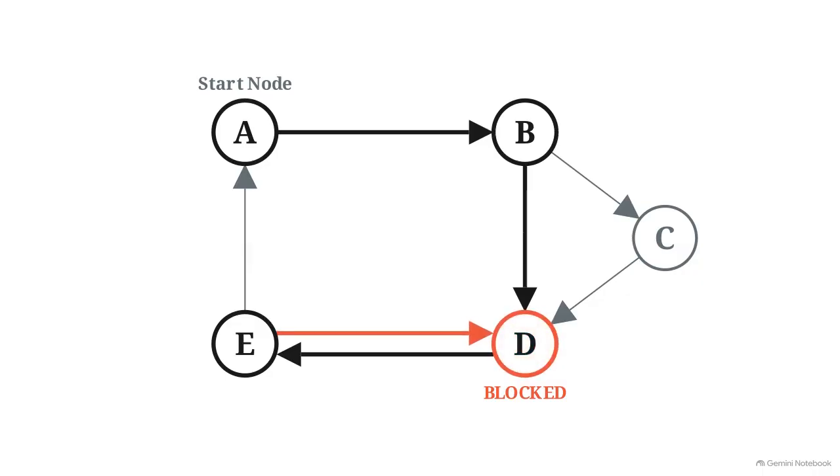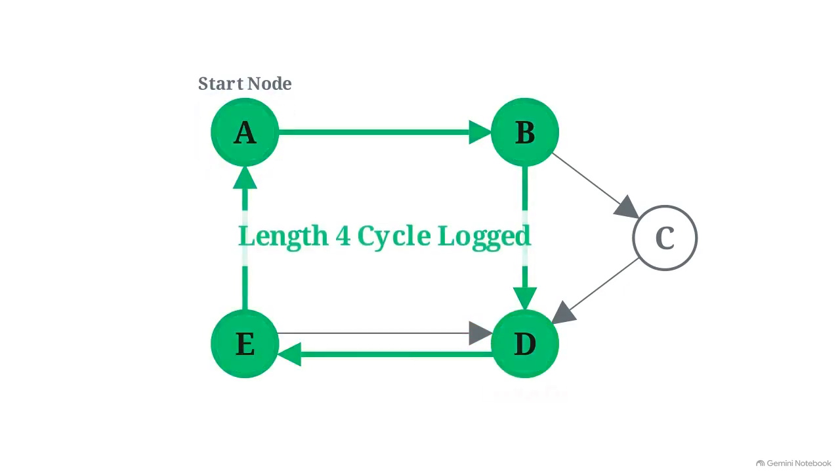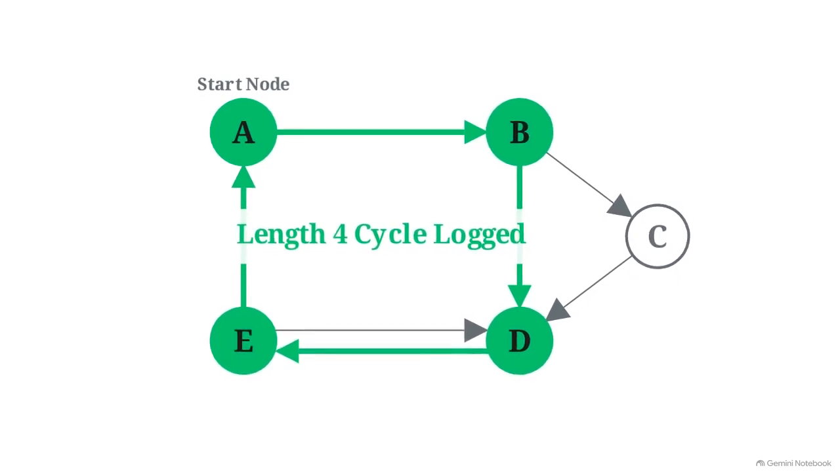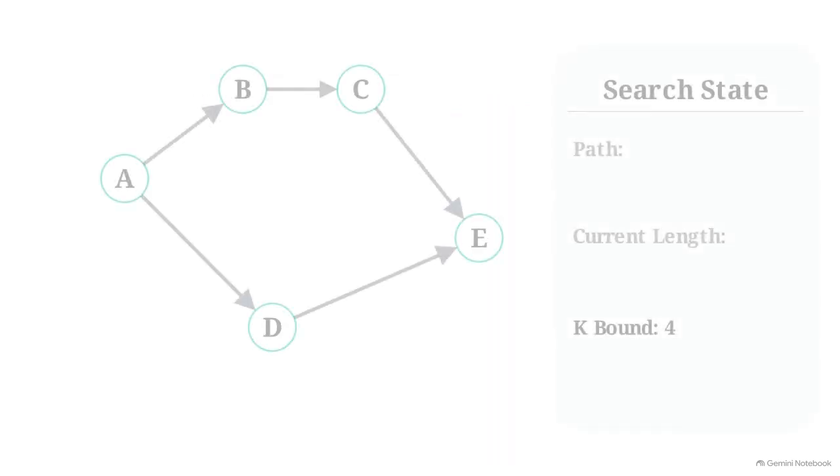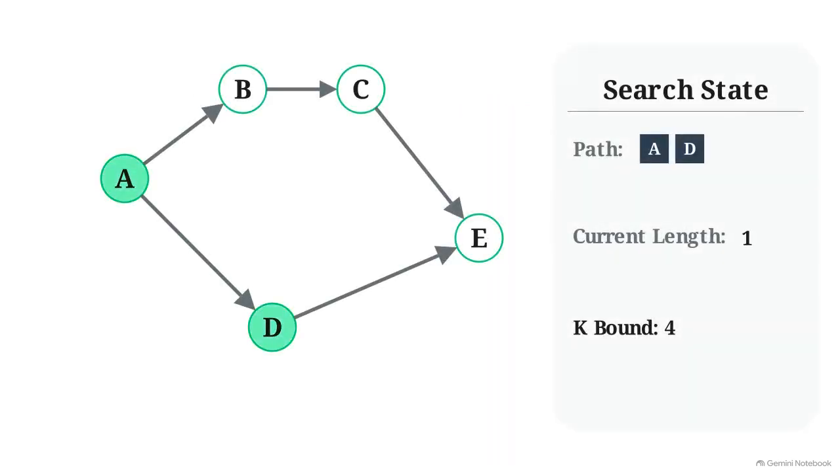With D blocked, the search redirects to the other edge from E, pointing back to A. The target matches the start, logging a new length 4 cycle. By strictly rejecting active vertices, every recorded cycle remains simple, defending against infinite, repeating loops. Clearing the path, we backtrack to A, advancing down a new branch, A, D, E. As the algorithm evaluates the edge from E back to D, what happens? D is already active and rejected. The search pivots to A, logging a length 3 cycle, initiating one final traversal, A, B, C, E.